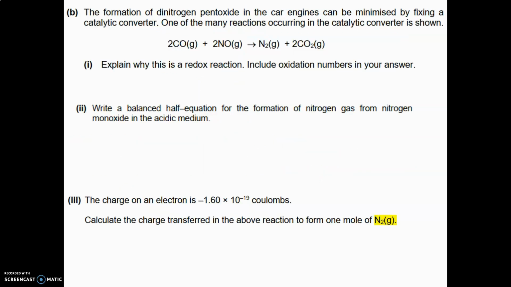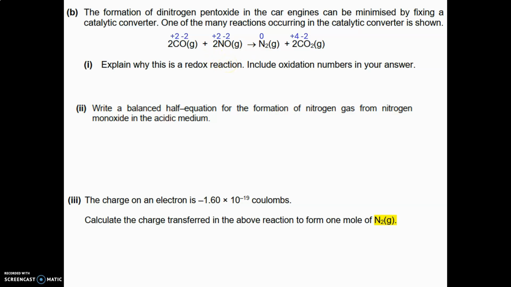Part B, formation of N2O5 in the car engines can be minimized by a catalytic converter, and this is one of the reactions that occur inside. Part 1, explain why this is redox, using oxidation states. So obviously the first thing you have to do here is to calculate the oxidation states of every element in the substances in this equation. But if you're sharp enough, you should recognize that the only elements that change oxidation state are carbon and nitrogen.